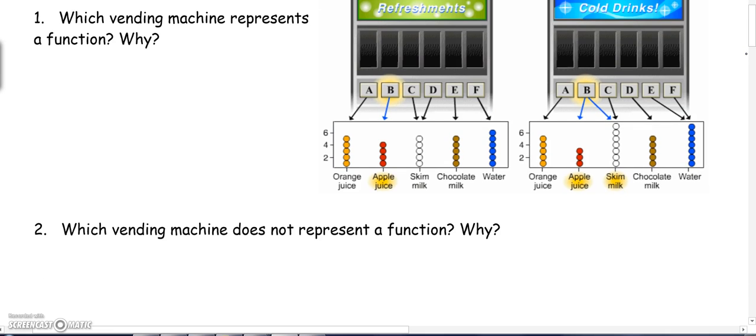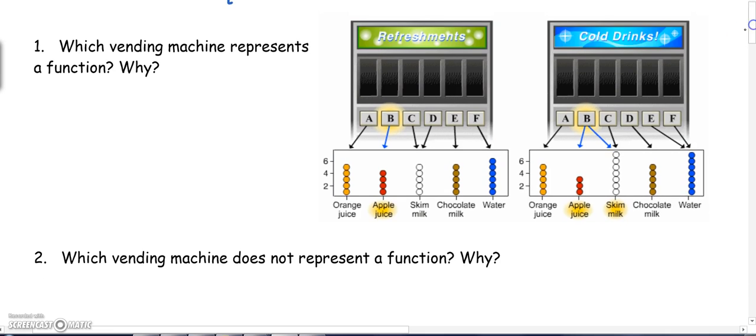So in the first vending machine called refreshments, each button is associated with a different drink. So if I hit A, I'm going to get orange juice, B, apple juice, C and D are both skim milk, E is chocolate milk, and F is water. I know when I hit a button, what drink is going to come out.